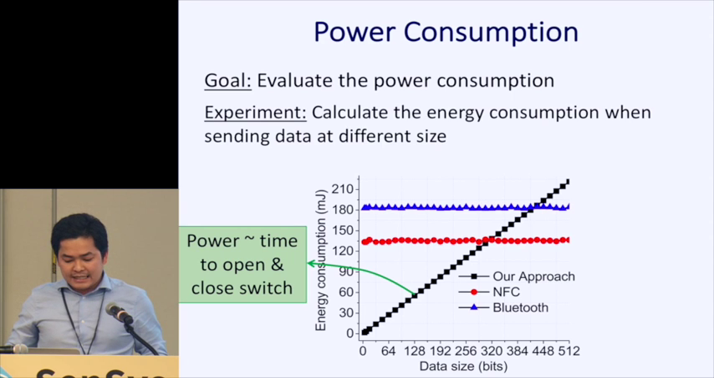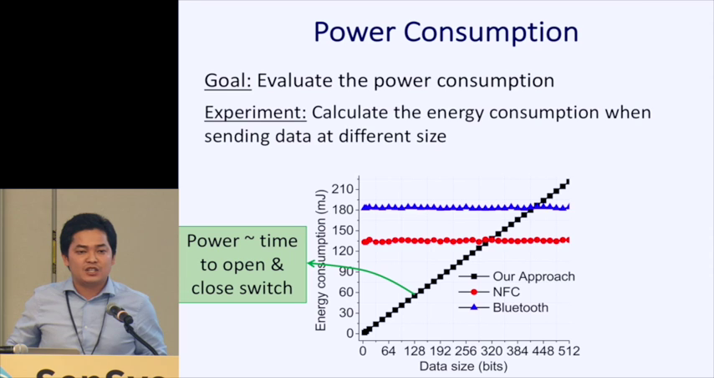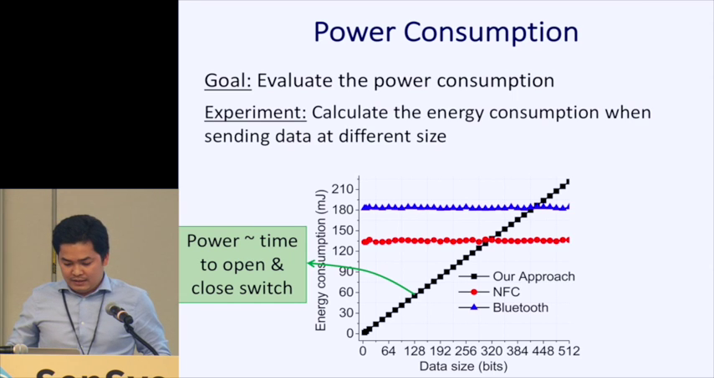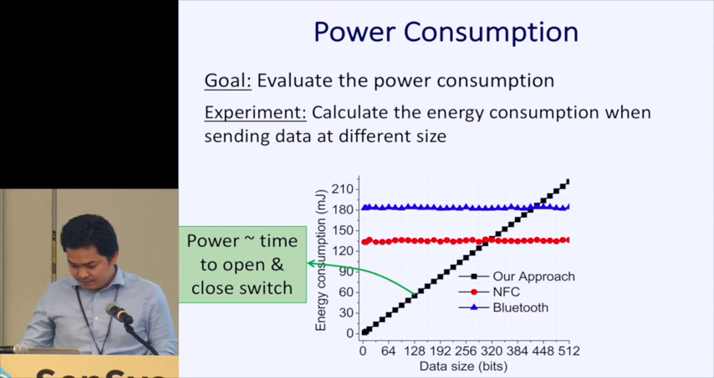Meanwhile, with a data size less than 512, we only require one packet of communication for NFC active and Bluetooth. So that's why the energy measurements for NFC active and Bluetooth are almost constant. In this measurement, we use a Monsoon power monitoring device to obtain the result.